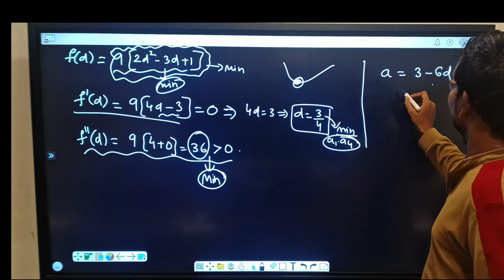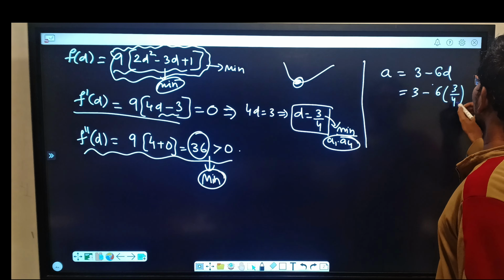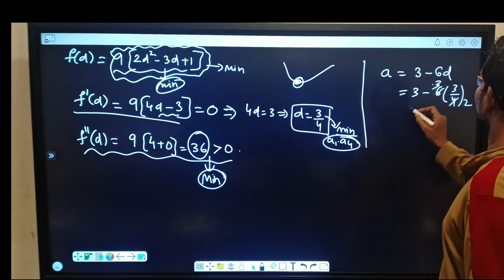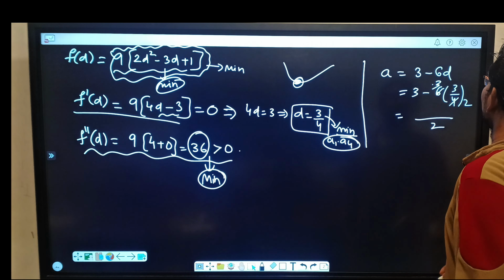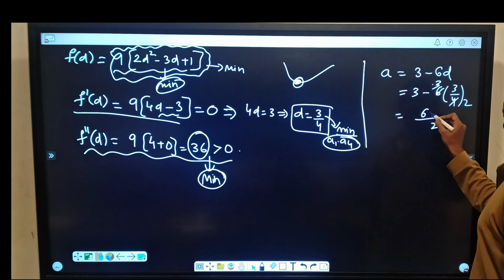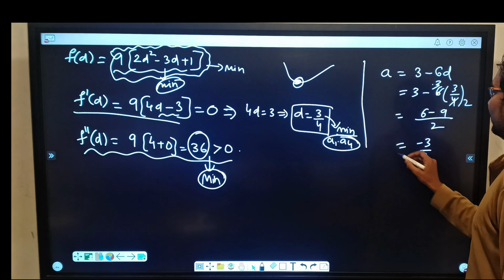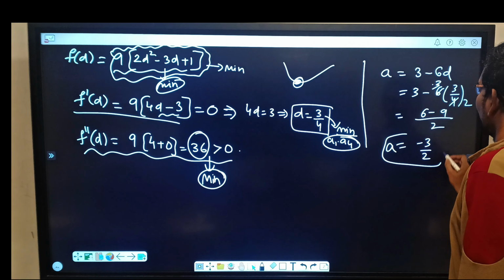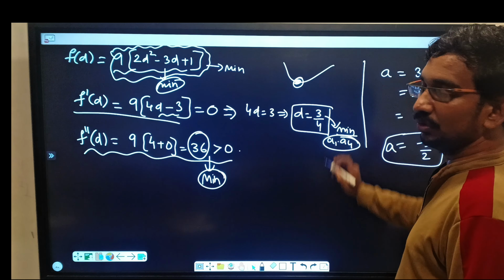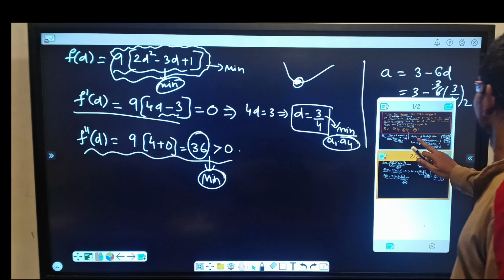3 minus 60. So a is how much? 3 into 6, 3 by 4. So 2s are 3s are. LCM 2. 2 3s are 6. 6 minus 9. So minus 3 by 2. A is minus 3 by 2, D is 3 by 4. You finish up. Now we can come here.